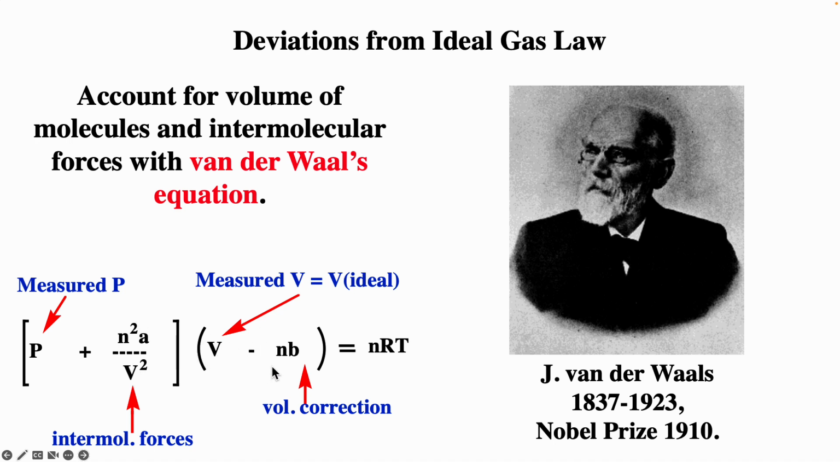And then here you have V minus nb, and this is a correction term for the volume of the gas particles themselves. And so n, again, is the number of moles. b is a Van der Waals parameter, which is different for each gas. And so the concept here is that because the gas particles themselves take up some of the volume, the measured volume is a little bit too big, because not all that volume is accessible for the gas particles. And so that's why this term is actually negative.